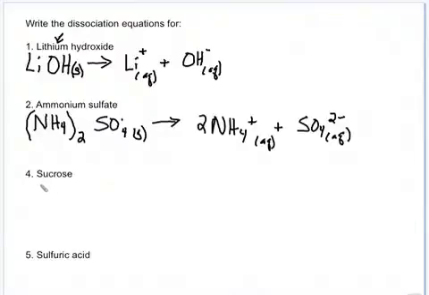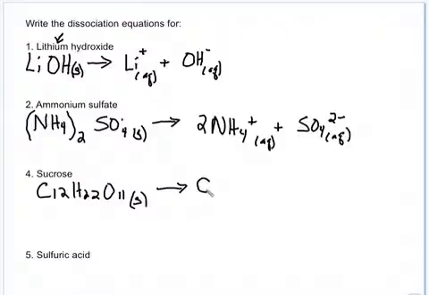Okay, let's do sucrose. So sucrose is C12H22O11. Now, when you put solid table sugar in water, this is not an ionic compound. This is a molecular compound. Molecular compounds don't dissociate into ions. It's not going to dissociate, it's just going to break down into smaller particles when you put it in water. So there will be no dissociation here.